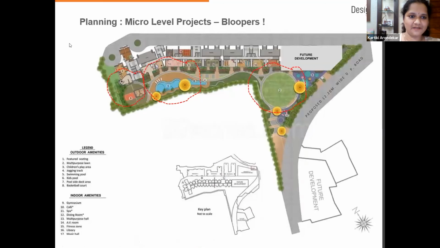How do I go back? Yeah, the changing rooms are far away from the pool. People change here and then walk all the way through the path, the jogging track, and then come here. Good observation. Okay, we go for the next slide.